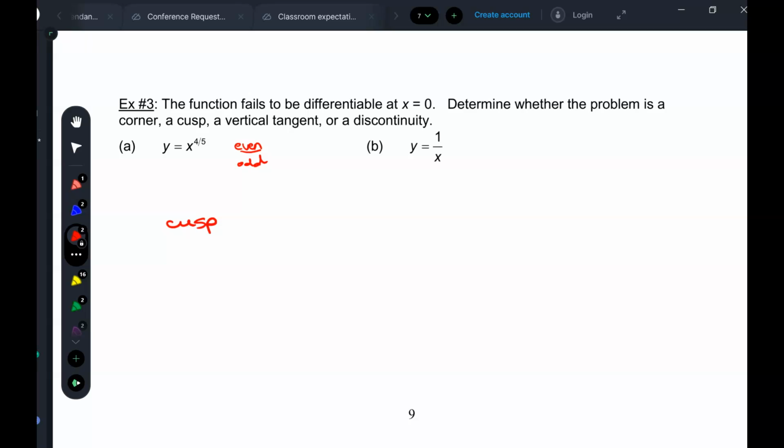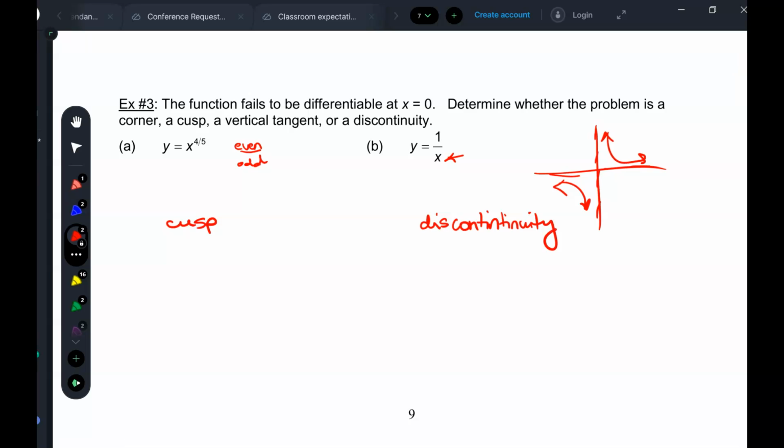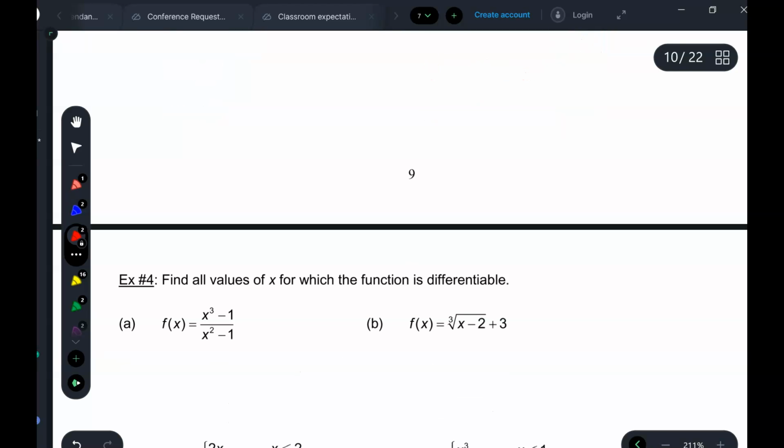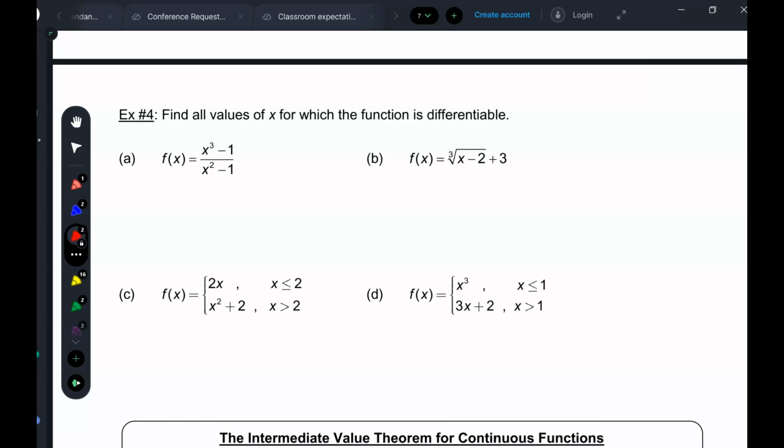What about 1 over x? There's a discontinuity. Right, we know that. If we were to look at this, this is the graph. Yeah, that's a discontinuity. I can't spell discontinuity today. Just ignore the way I spelled it. Okay. You just need to know what the graphs look like.